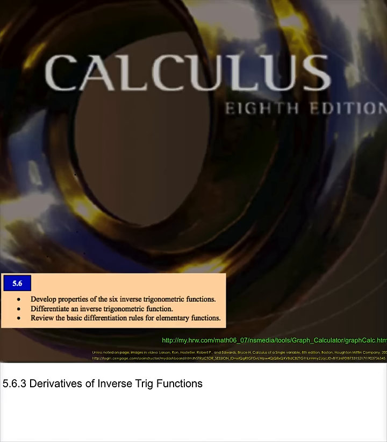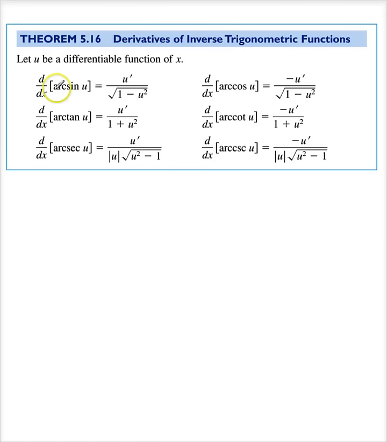The derivatives of inverse trig functions are algebraic, even though the inverse trig functions themselves are transcendental. So the derivative with respect to x of the arc sine of u is u prime divided by the square root of 1 minus u squared. The derivative with respect to x of arc tangent is u prime divided by 1 plus u squared. And the derivative with respect to x of arc secant is u prime divided by the absolute value of u times the square root of u squared minus 1.